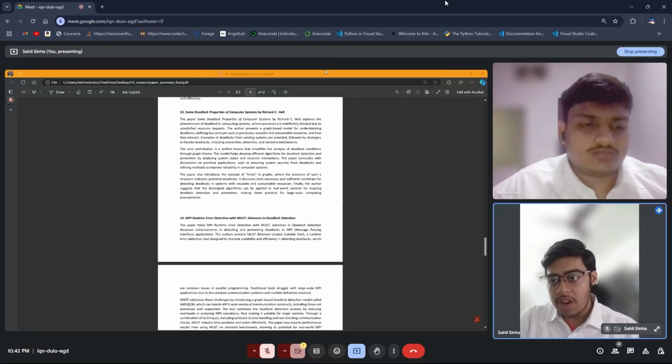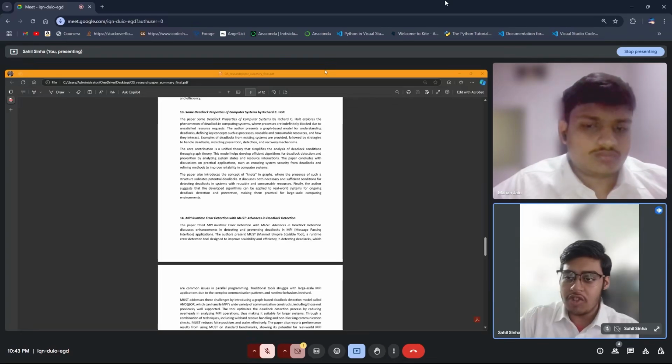The tool optimizes deadlock detection by minimizing overhead in analyzing MPI operations, making it suitable for large systems. MUST utilizes techniques like wildcard receive handling and non-blocking communication checks to reduce false positives and enhance scalability. The paper presents performance results from using MUST on standard benchmarks, demonstrating its potential effectiveness for real-world MPI applications.